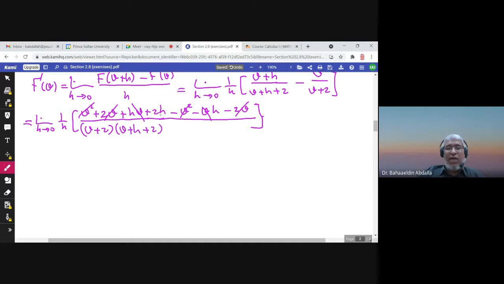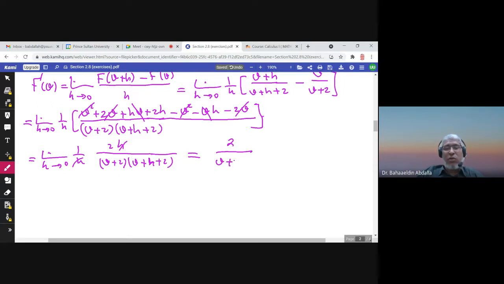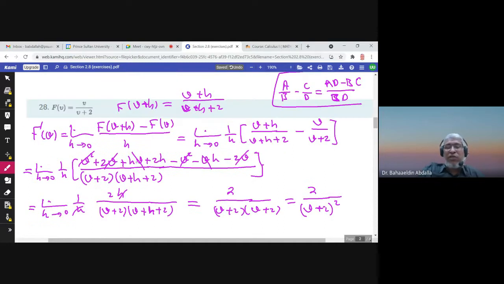Well, now I can cancel h with h outside. Let me write it like this. You know that we cancel h with h when we don't have any addition or subtraction in the denominator. So now I can replace h by 0. So I have 2 in the numerator, and here v plus 2 times v plus 2, because h is 0. So the answer is 2 over v plus 2 to the power 2. So that's the derivative of this function.